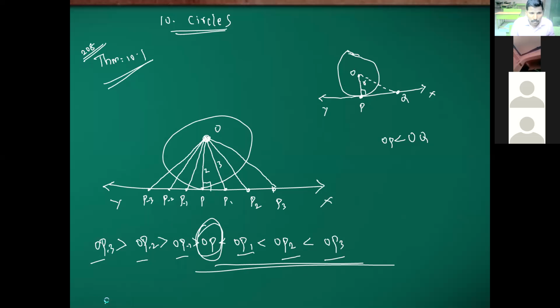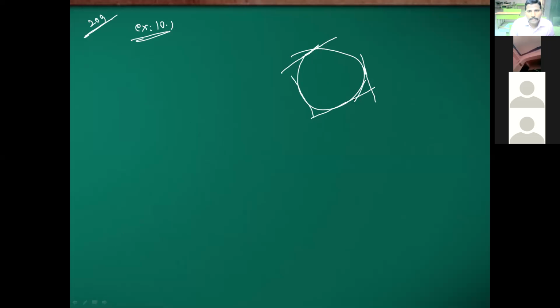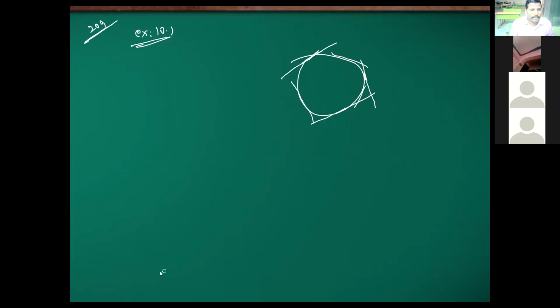Using this exercise 10.1, I will explain some definitions to you. Just listen. Exercise 10.1, page number 209. From this we can learn many definitions. How many tangents can a circle have? They are asking how many tangents you can draw to a circle. You just tell me. Infinite, sir. Yes, very good. We can draw infinitely many.